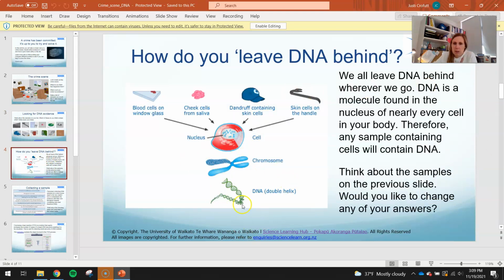So this is kind of how we would leave DNA behind. If we all leave DNA behind wherever we go, DNA is the molecule found in the nucleus of every cell in your body. Therefore, any sample containing cells will contain DNA. Think about the samples on the previous slide. Would you like to change any of your answers?